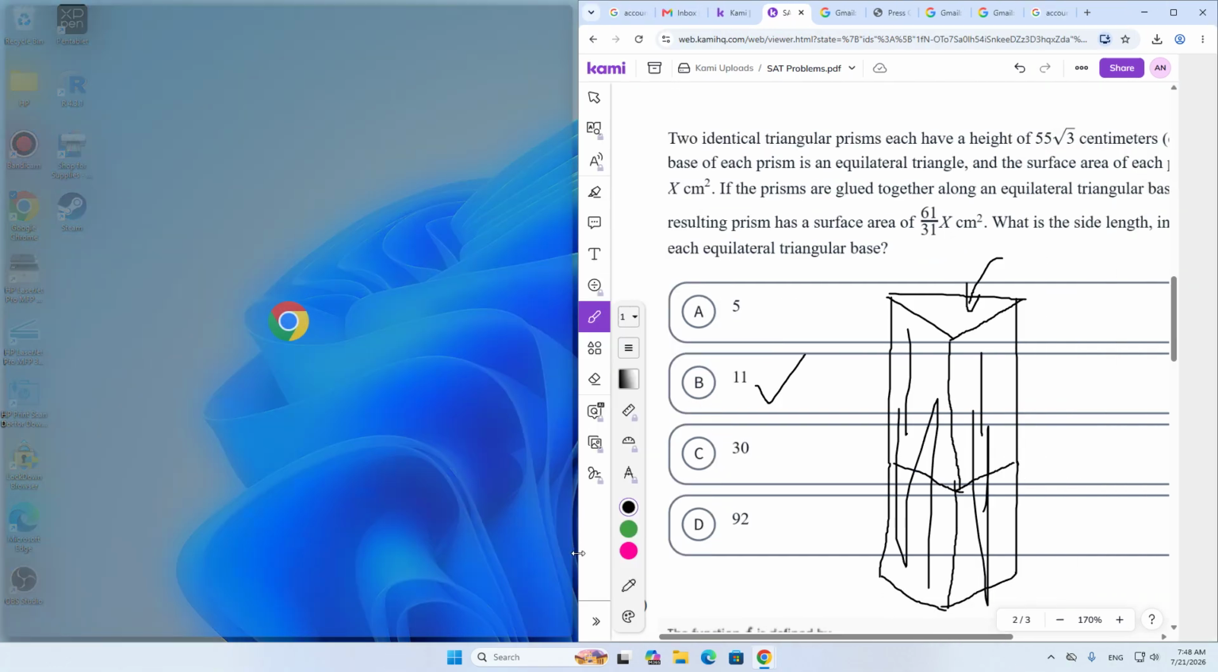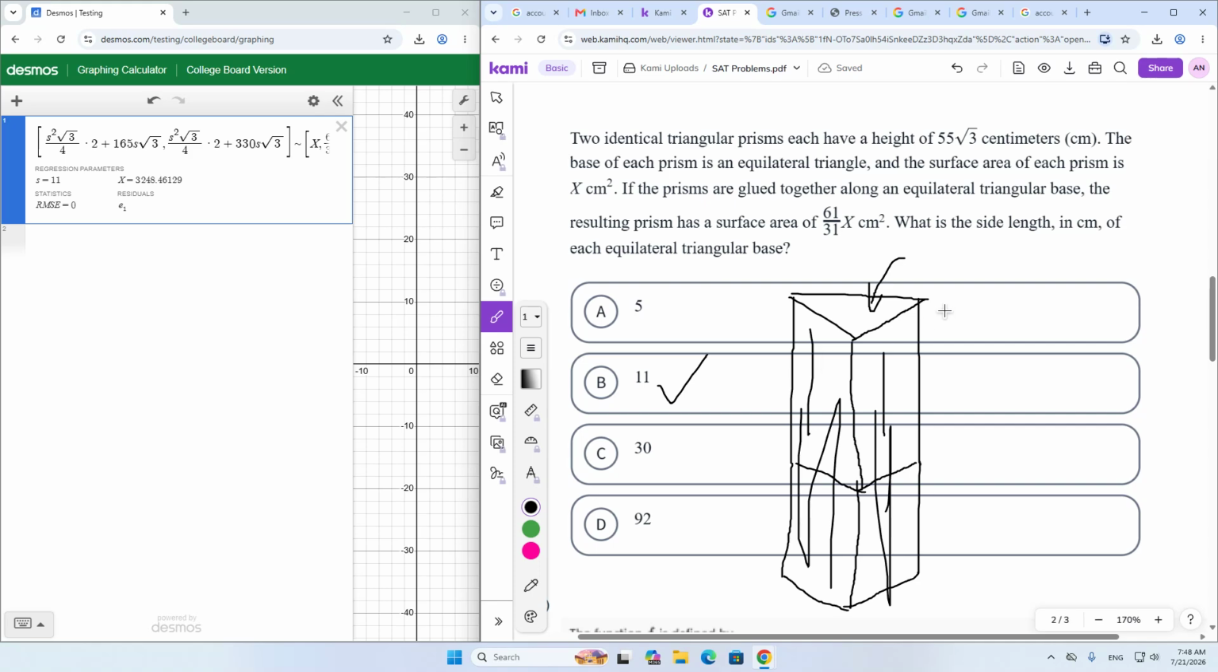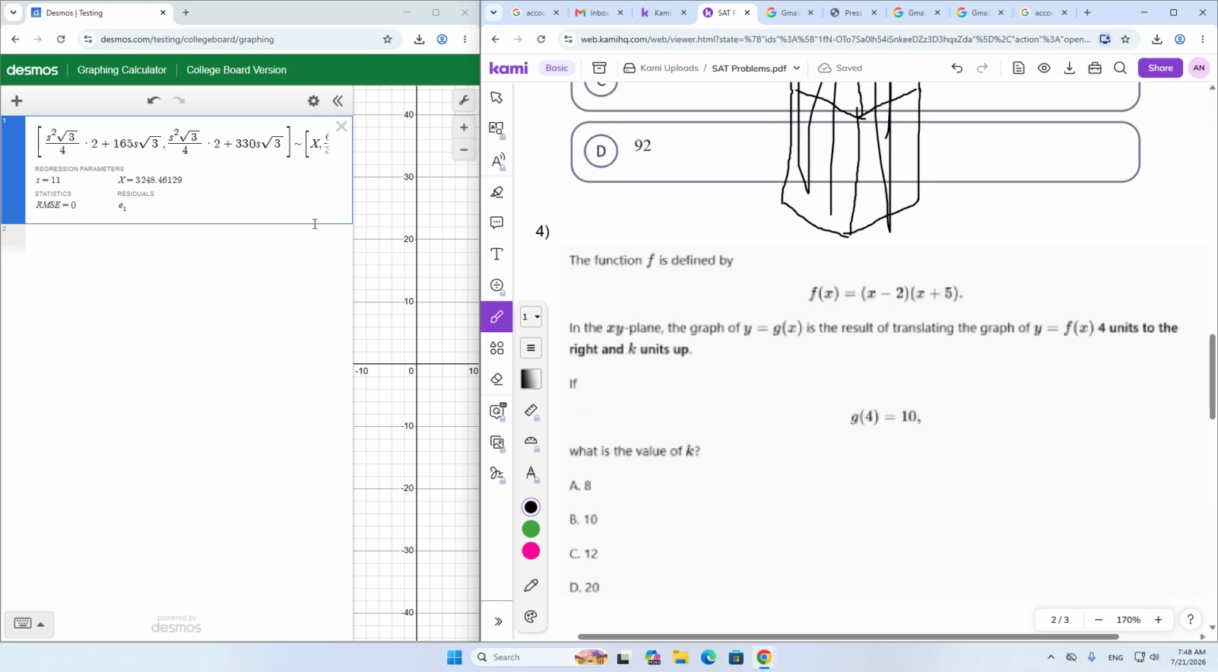So just 2 simple equations, and you got it, right? So s squared root 3 over 4 is the formula. Okay, good. All right, easy. Let's do this one.